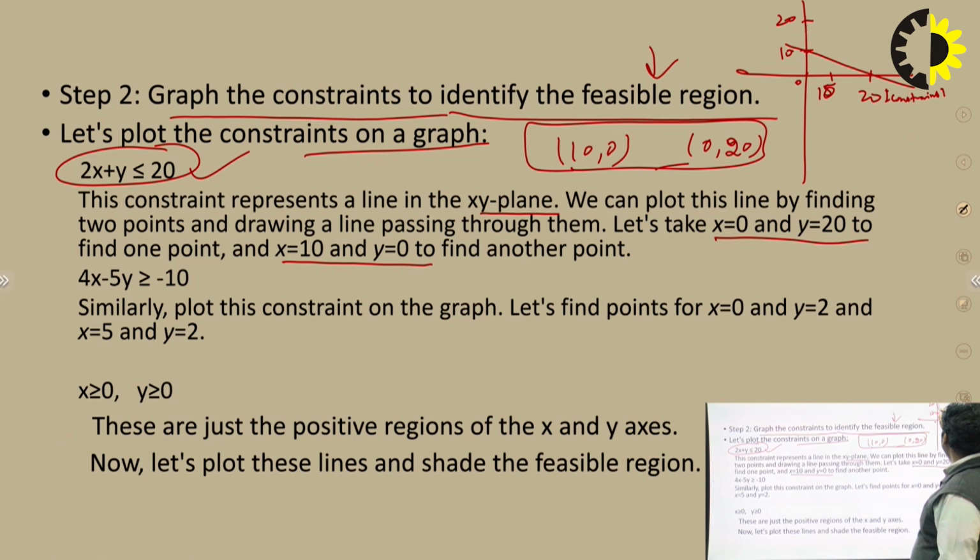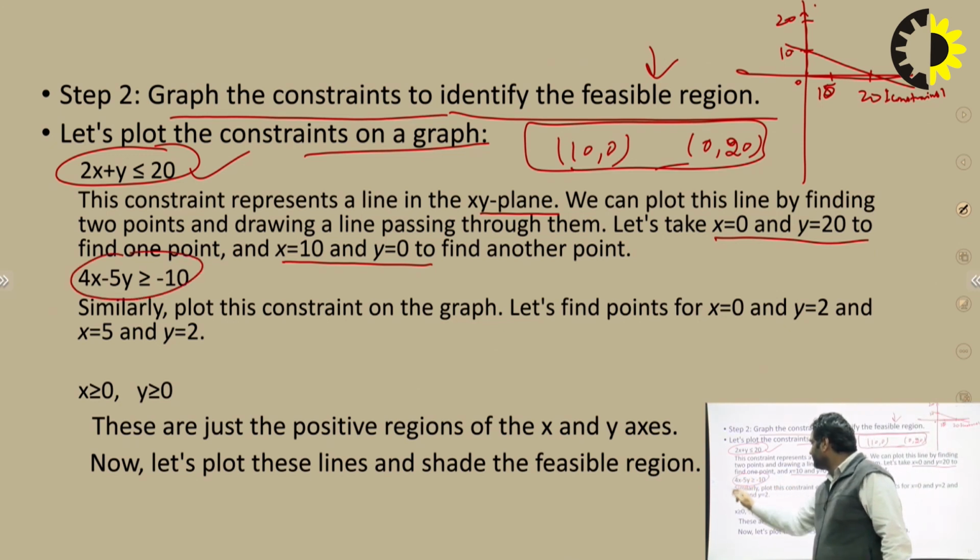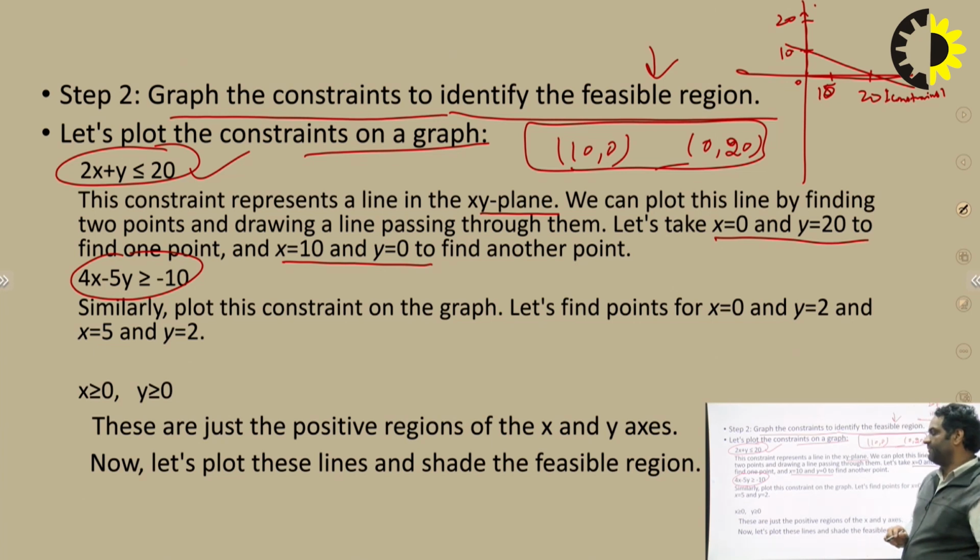So this is our third one, and this is fourth one. So these two lines represent the third and fourth constraint. In the same way, we have the second constraint, that is 4x minus 5y greater than or equal to 10. So we have 2 points, that is (0, 2) and (5, 2).